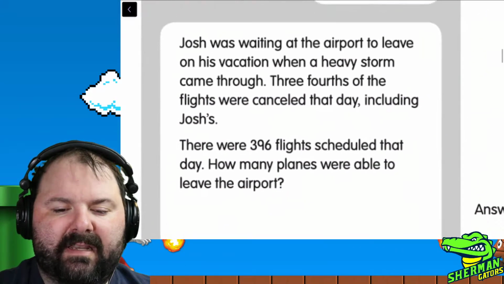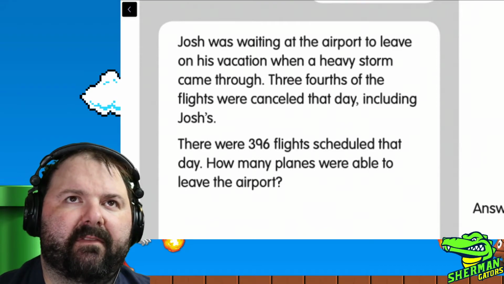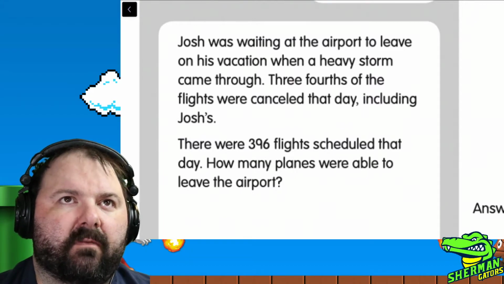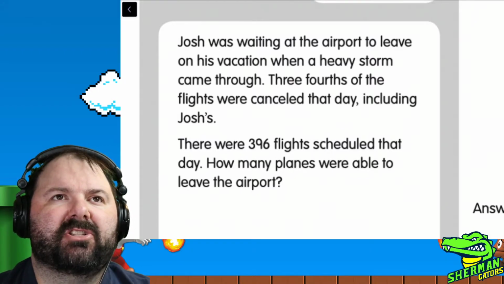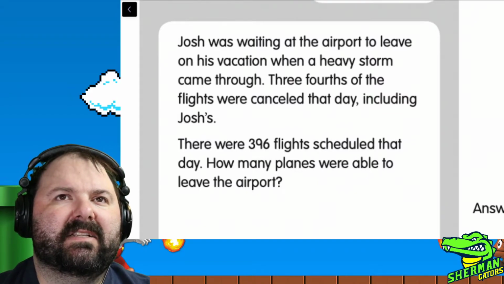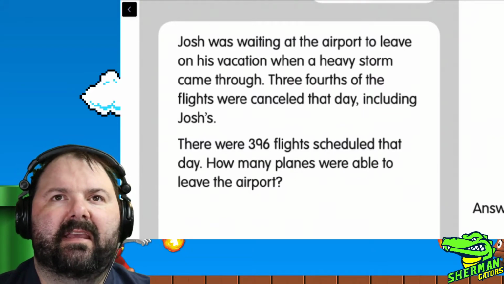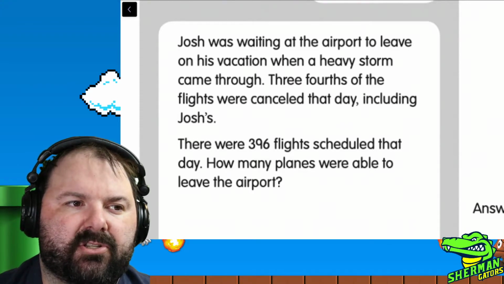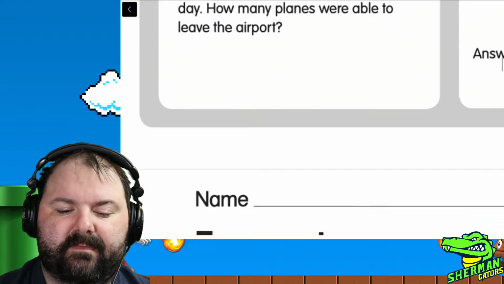Next up on our word problem of the day, Josh was waiting at the airport to leave on his vacation. Josh, I hope you have a good time there, dude. When a heavy storm came through, 3/4 of the flights were canceled that day, including Josh's. Oh no, Josh, what are you going to do? There were 396 flights scheduled that day, so how many planes were able to leave the airport? Now that reminds me of the second code word, switch. So first one was Nintendo, second one was switch.